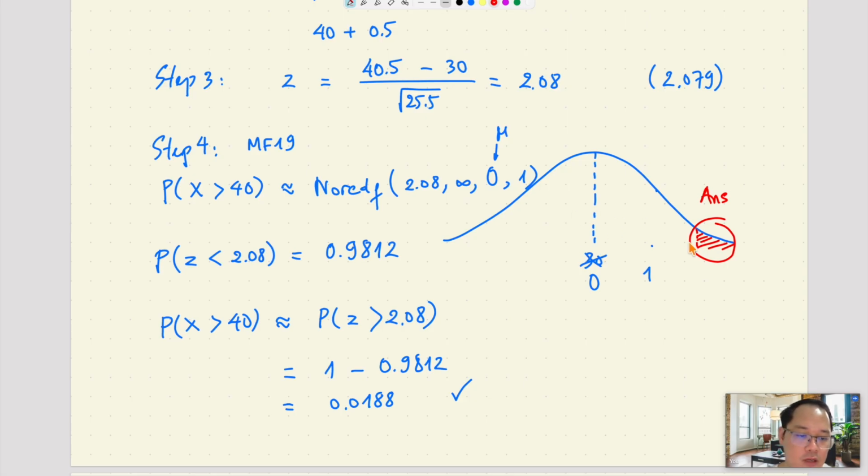And if the question asks you for the probability greater than something, the area on the right, then take 100% minus the area on the left, and you get the final answer.